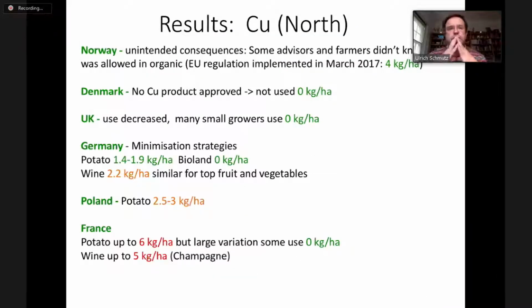That's just to show you the results overall, or to combine them with the other countries. There are quite a lot of regions where it is not such a problem, like in Norway or in Denmark. We have already no copper product approved, so Denmark is basically at 0 copper. And the UK is also already quite low, but that's also because we don't grow citrus and some of the other crops. And then we have a minimization strategy, mainly in Germany and other countries, where you go further out, and that's what we call phase out, to reduce it.